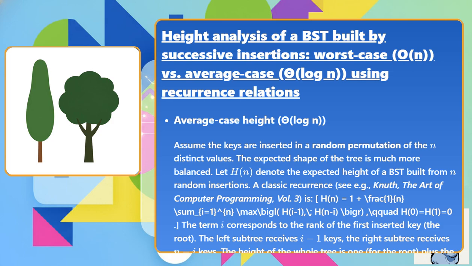The term i corresponds to the rank of the first inserted key, the root. The left subtree receives i-1 keys, the right subtree receives n-i keys. The height of the whole tree is 1 for the root plus the larger of the two subtree heights. Solving this recurrence asymptotically yields h(n) = Theta(log n). More precise analysis shows the constant factor is about 4.311 for binary search trees built from random insertions, i.e., h(n) is approximately 4.311 log base 2 of n.